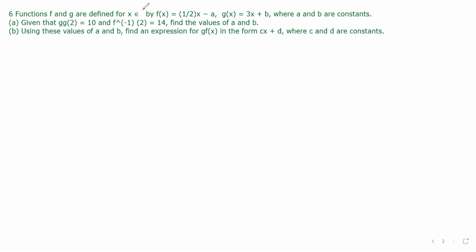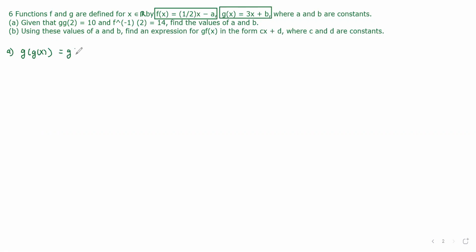Question 6. You are given functions f and g that are defined for the set of real numbers. f(x) is given by one half x minus a, and g(x) is given by 3x plus b. Those are the functions given to you, and a and b are just constants. For part A, you are given that gg(2) is 10. So you need to find gg(x) first.